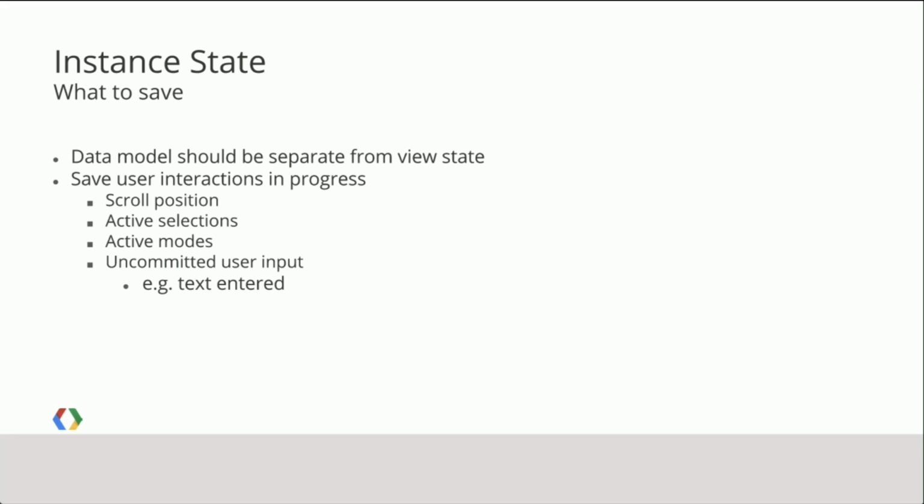So things like uncommitted user input can be a little bit of a gray area in this, like text entered in a field if you have a really long form, for example. In many cases, we'll go ahead and save this for you. So EditText will automatically persist whatever text the user's entered.